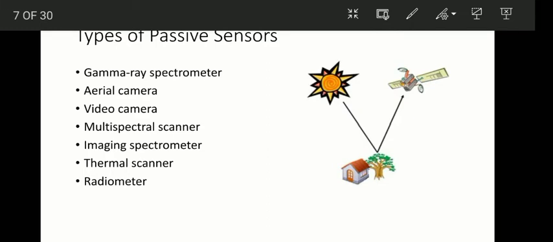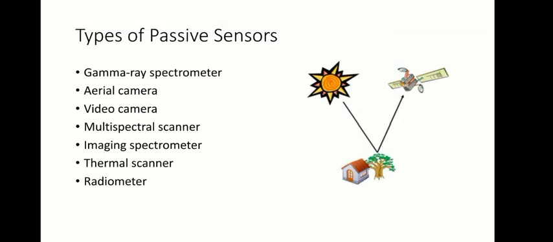Then comes the aerial cameras. The camera system, lens and film, is mostly found on aircraft for aerial photography. Low orbiting satellites like the NASA Space Shuttle missions also apply conventional camera techniques. The film used in the camera enables electromagnetic energy in the range between 400 nanometers and 900 nanometers to be recorded. Aerial photographs are used in a wide range of applications.